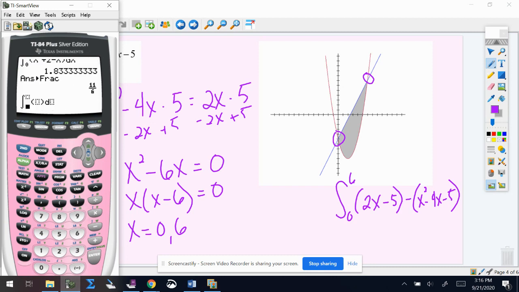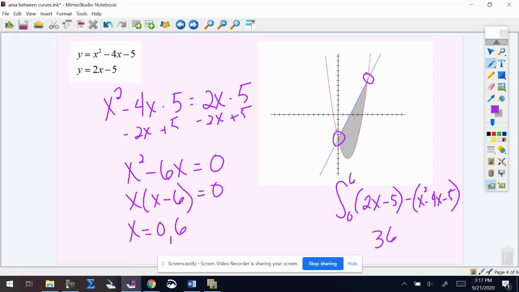So I'm going to go to math 9. I'm going from 0 to 6. My top curve, I'm going to put in parentheses, is 2x minus 5. Minus my bottom curve, I'm going to put that in parentheses as well, is x squared minus 4x minus 5. And I am working in terms of x. And I get 36. And again, that is representing that shaded in area.